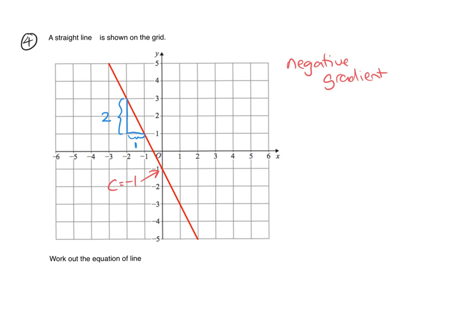So my m will be equal to rise over run, which is 2 divided by 1, which makes 2. But we have a negative gradient, so m will equal negative 2. So the equation of my line then, in the format of y equals mx plus c, is y equals negative 2x minus 1.